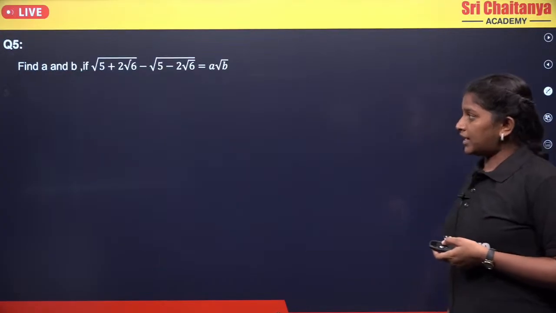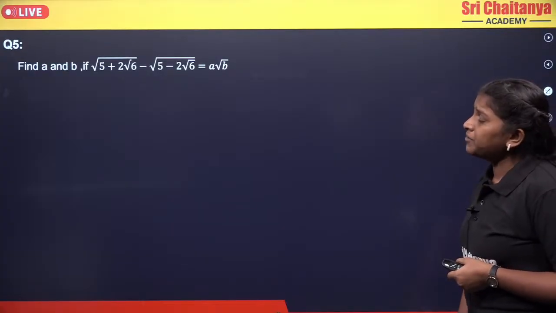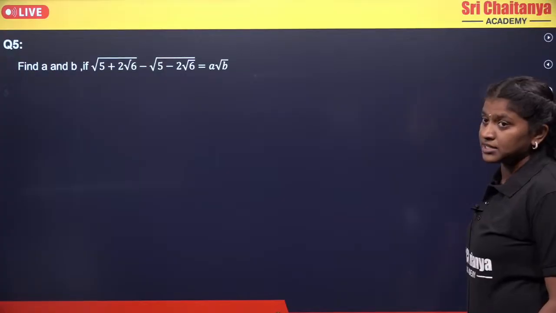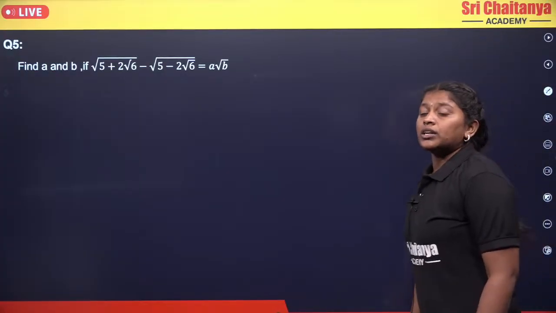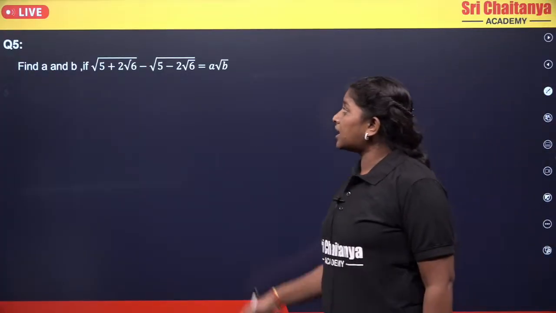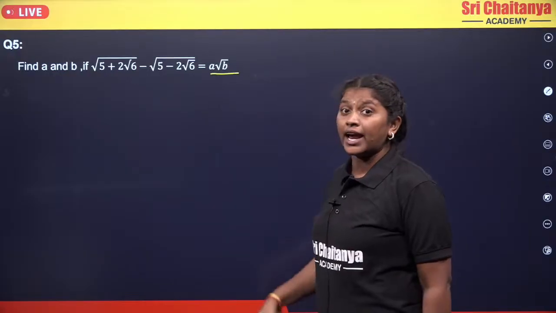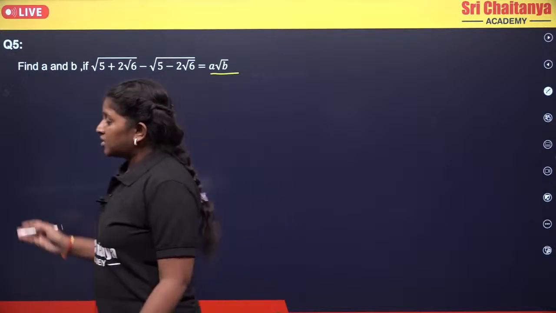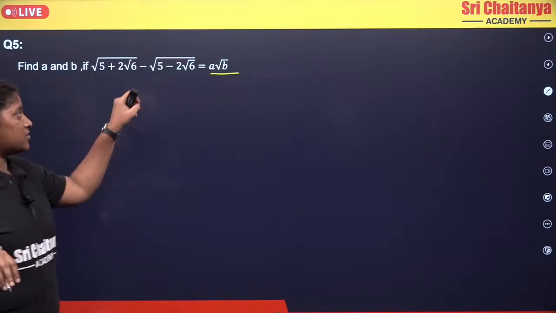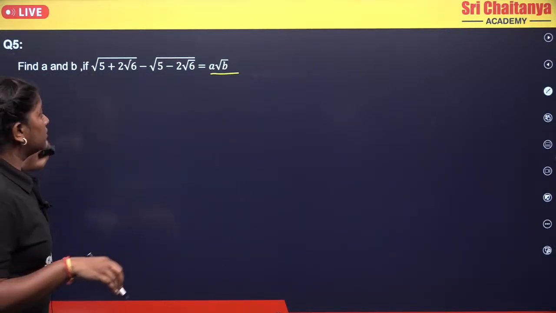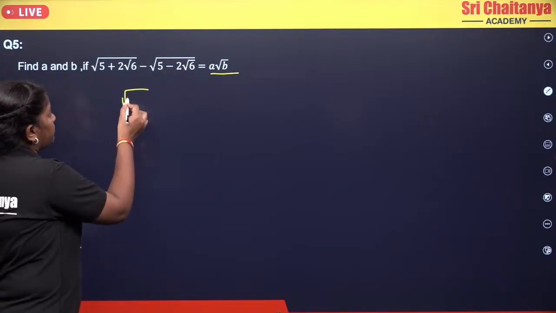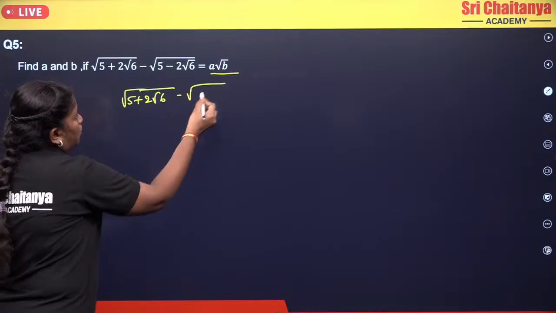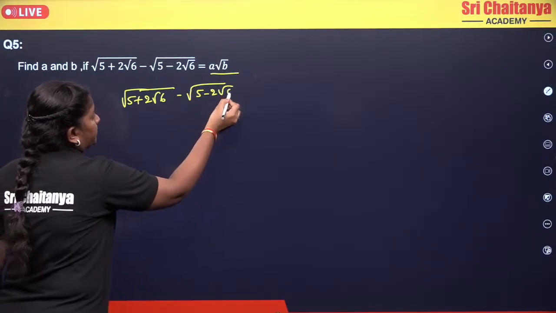Now moving to the next: find A and B if root of 5 plus 2 root 6 minus root of 5 minus 2 root 6 equals A root B. So here they gave the LHS and RHS and they are asking us to find the values of A and B. So how can we find that? Any idea? It's very simple. Just take the given one, root of 5 plus 2 root 6 minus root of 5 minus 2 root 6.